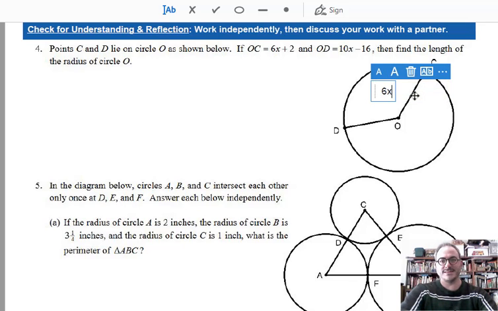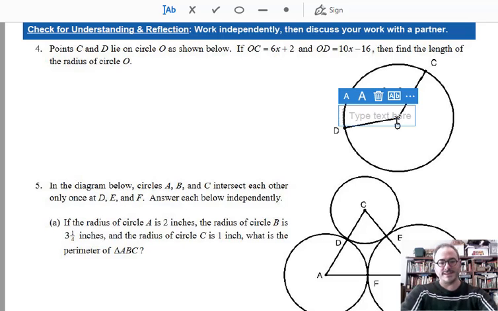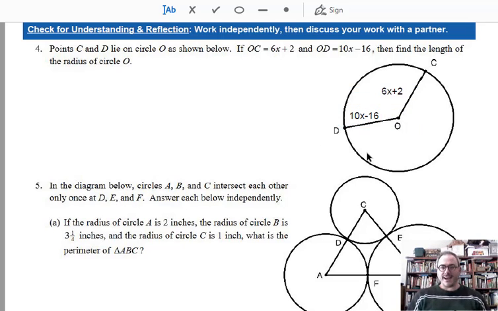6x plus 2. All right, thanks, Adobe. There, that was so much easier. I'm getting better at this. 10x minus 16. There, that's reasonable. All right, then find the length of the radius of circle O.